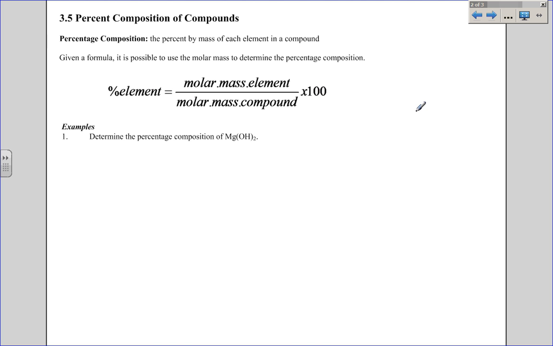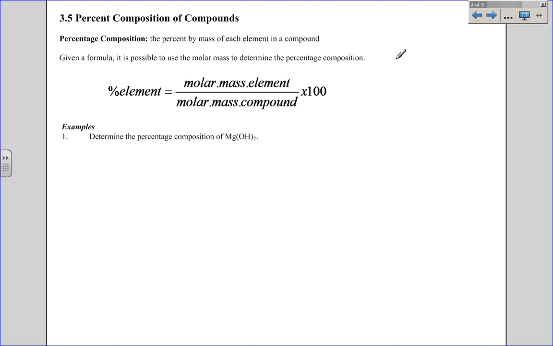The next item we'll discuss in the lesson is percent composition of compounds. The percentage composition of a compound is the percent by mass of each element in that compound. And this can often be determined by doing different types of experiments. It can also be determined from the formula of the compound. So we'll look at how to do it with the formula of a compound.